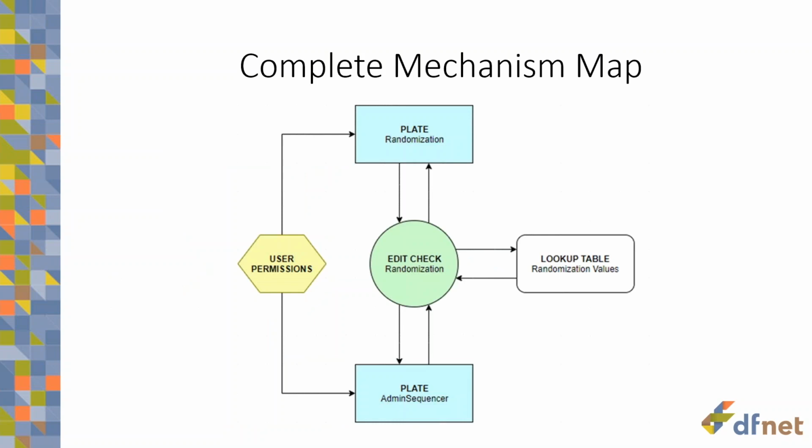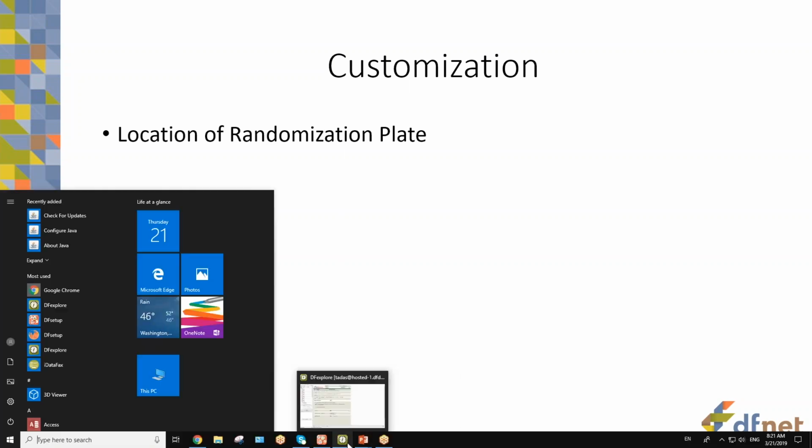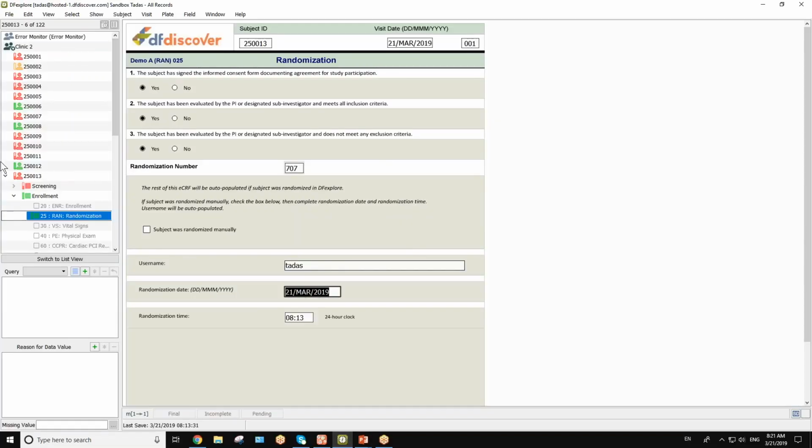In the end, this is the flow of the entire mechanism. I now have the privilege of showcasing the customization. So you can customize where the randomization plate lives. I'm going to quickly hop out and look at DFexplore.